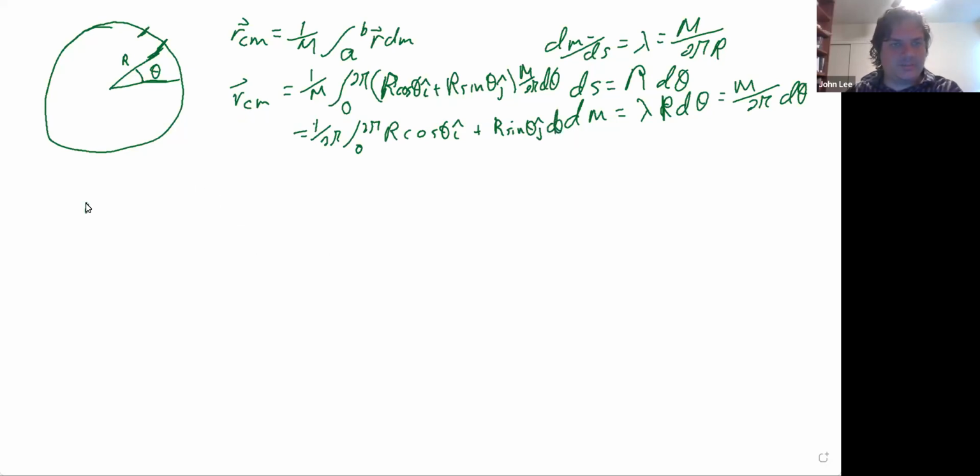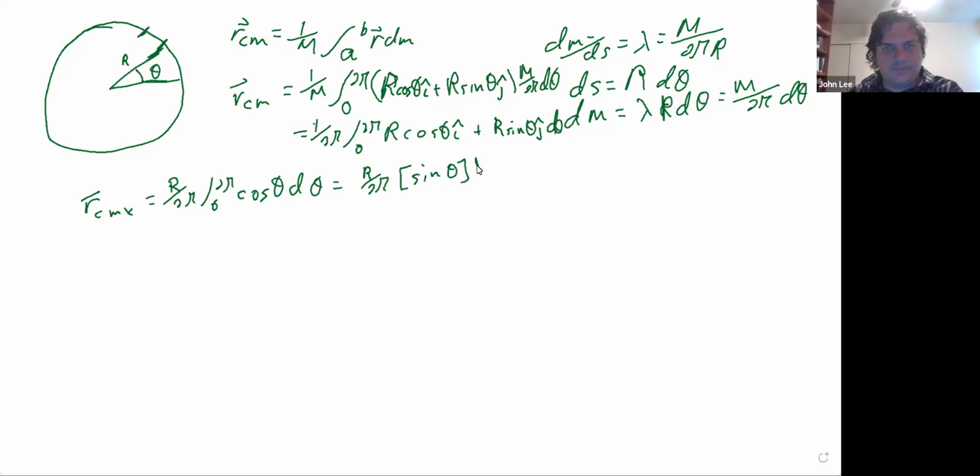So Rx, our center of mass x, is equal to 1 over 2 pi, integral from 0 to 2 pi, r over 2 pi would be easier, cosine theta d theta, which is equal to r over 2 pi times sine of theta from 0 to 2 pi, which is equal to 0.